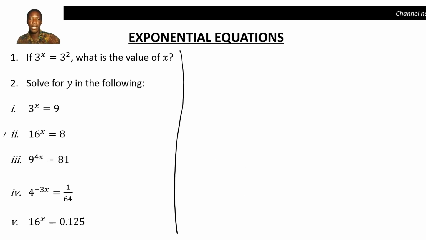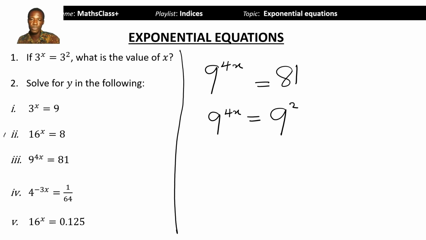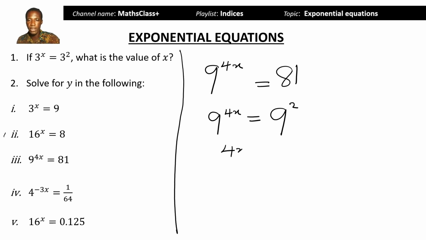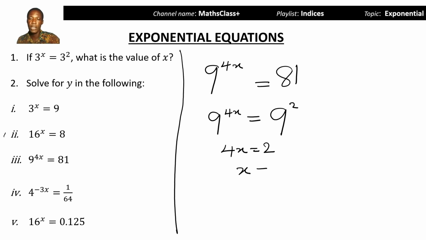Now let's take the third example. 9 to the power 4x is equal to 81. 81 can be written as 9 to the power 2. So 9 to the power 4x can be equal to 9 to the power 2. That means 4x is equal to 2. So x here is equal to 2 divided by 4, and that is x is equal to 1 over 2.